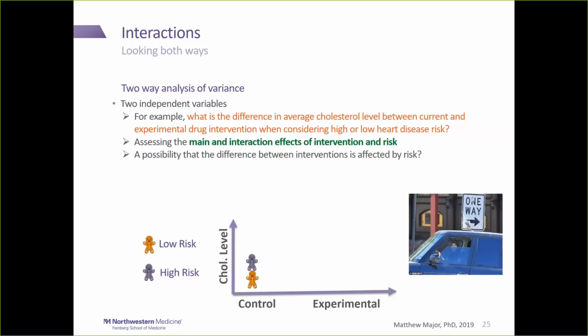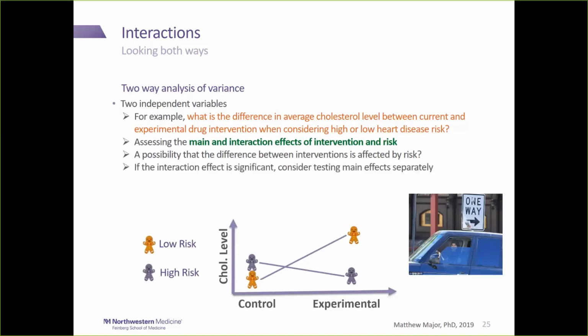Now, if there's an interaction effect, it might look something like this. This tells a very different story, and again, emphasizes why it's important to assess interactions. So now, it seems like those who have low risk end up with higher cholesterol level in the experimental group, but those with high risk actually go down. And so it is important to recognize those interactions when they do exist.